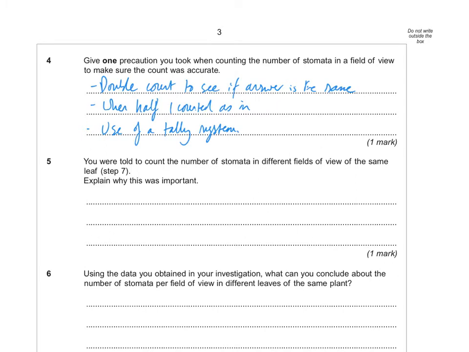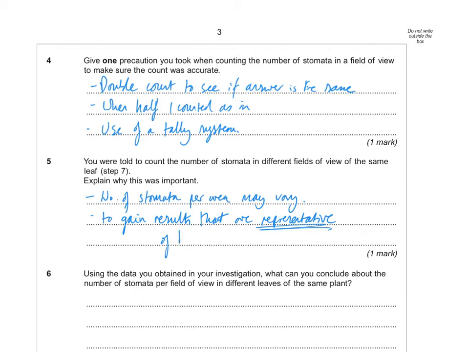Number 5, you were told to count the number of stomata in different fields of view of the same leaf. Explain why this is important. Well, if we only counted one area, that might not be representative. Okay, so the number of stomata per area may vary. Yeah, so it's to gain representative results of the whole leaf. That's the word to use.